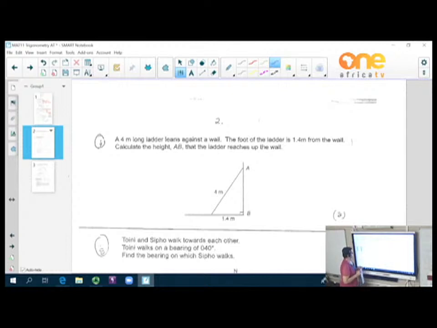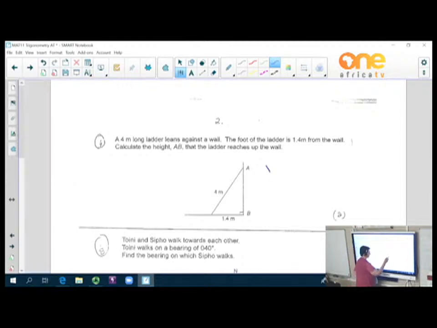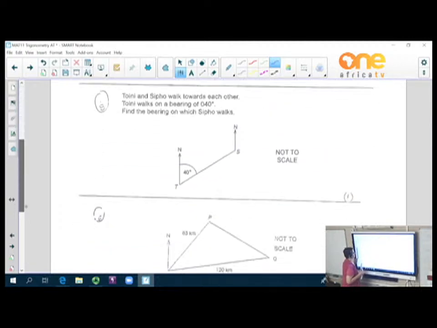Right, question 4. A 4-meter long ladder leans against the wall. The foot of the ladder is 1.4. This is grade 9 work. Pythagoras, to get the third side. So it is 4 squared minus 1.4, and I subtract because I want the other side. You add if you want the hypotenuse. So we just press the calculator. 3.75 meters, 3 significant figures. You have to round off to 3 significant figures.